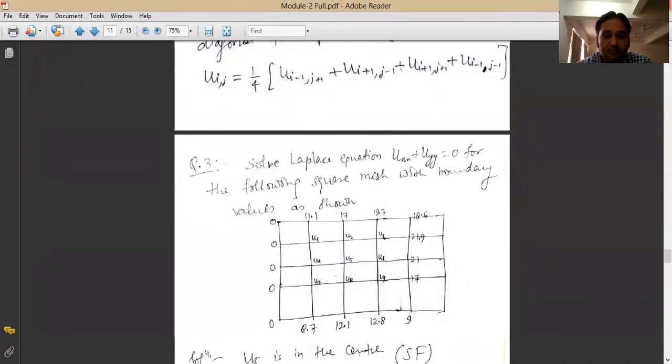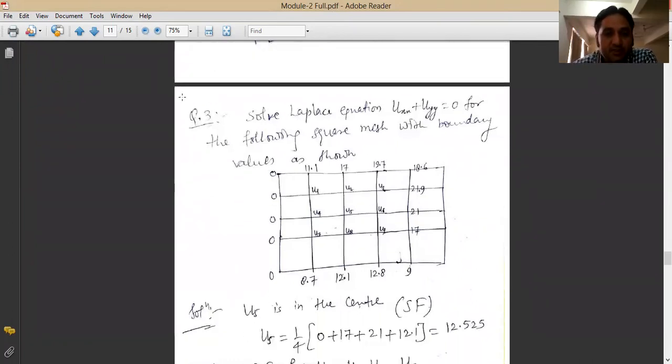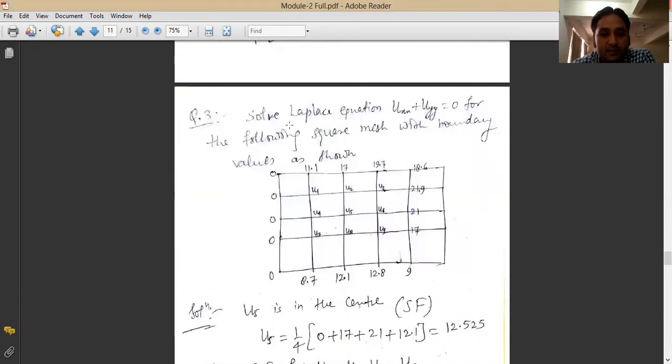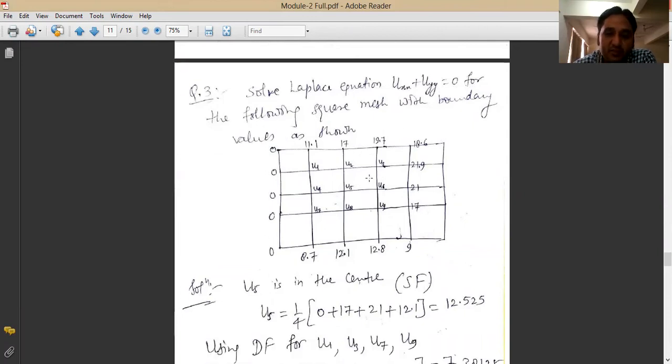Right. Now, you see the problem, this question number 3, if we have to solve it, how we say that, see the problem: solve the Laplace equation uxx plus uyy equal to 0 for the following square mesh with the boundary values as shown here.